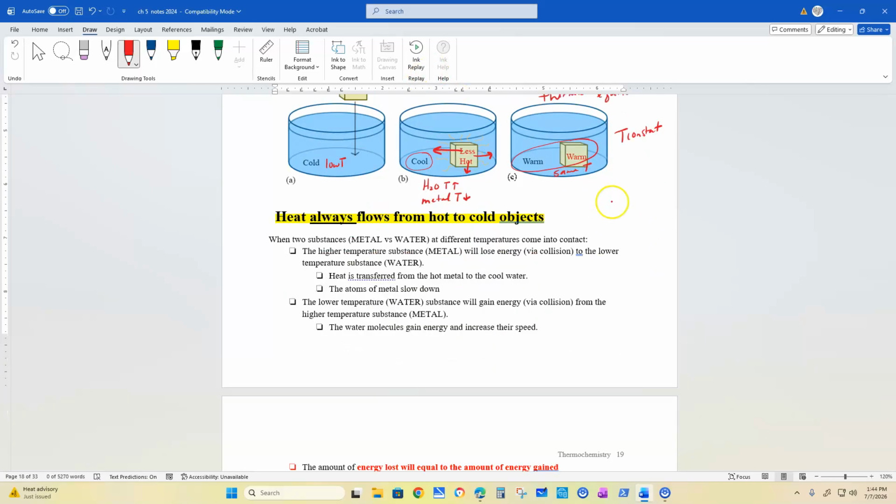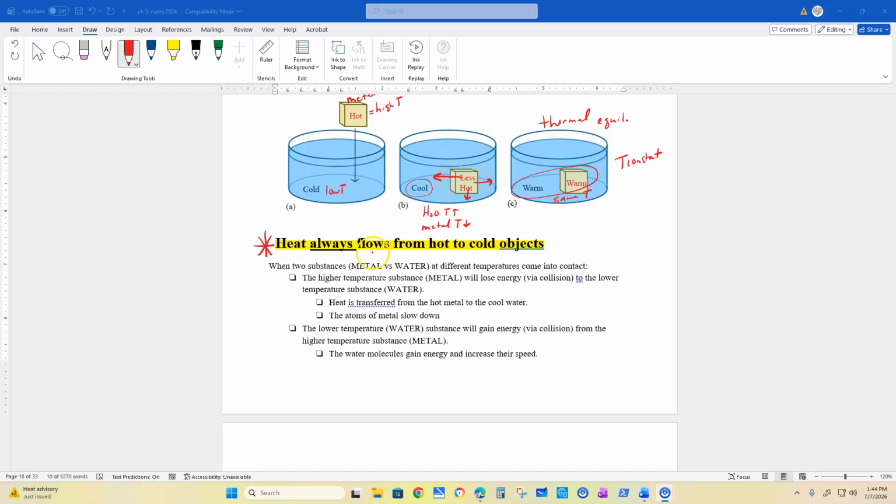One factor that we always need to remember is that heat always flows from hot to cold. When two substances, metal versus water, at different temperatures, initially come into contact, the higher temperature, aka the metal, will start to lose energy, aka heat. And the lower temperature, water, will start to gain it. So the metal will start to lose it as the water tends to gain it. Heat is transferred always from hot to cold.